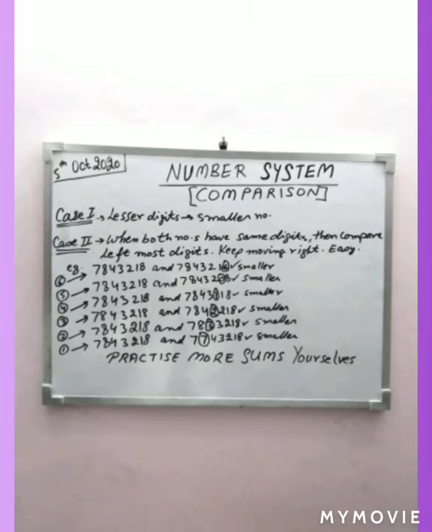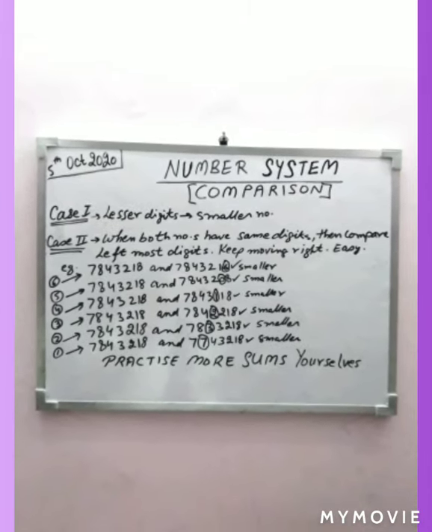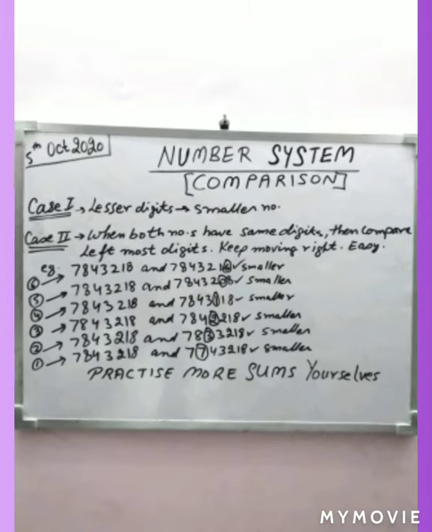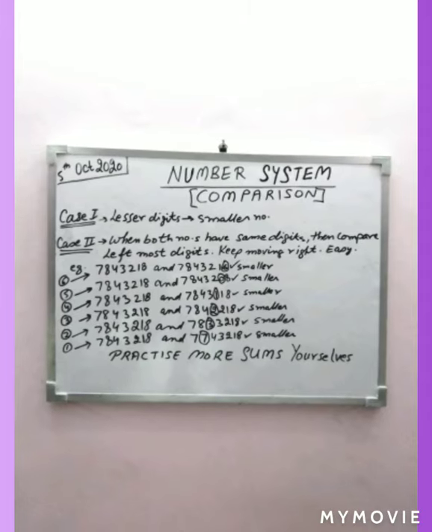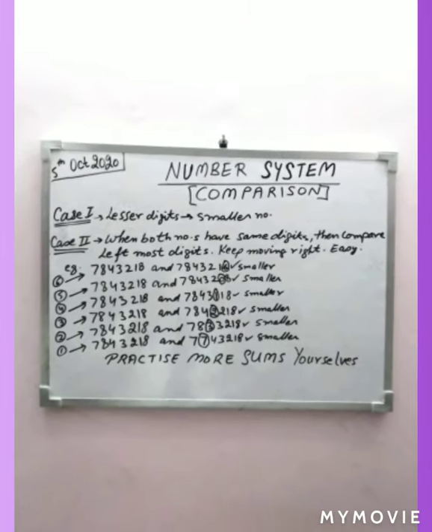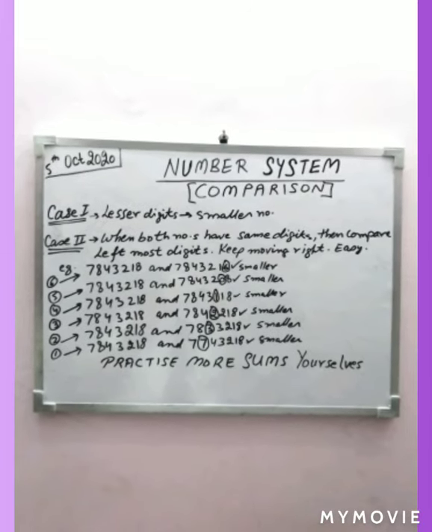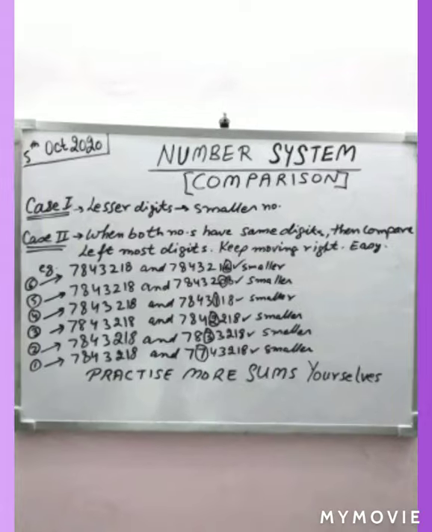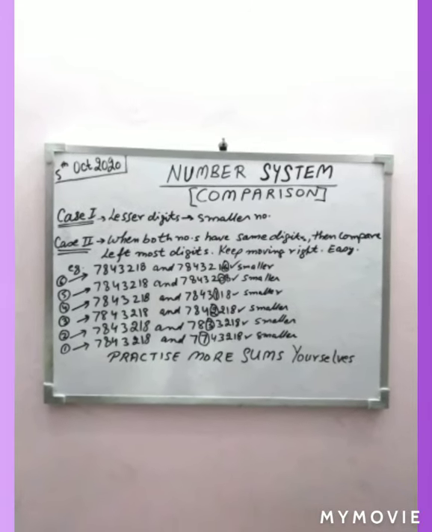So I think it is very clear that you just need to compare the digits at respective places. Then the number with the smaller digit at that particular place will be the smaller number of the two numbers given. So I hope you have got a clear idea about this comparison. So now you need to practice more sums, as many sums as possible, right?